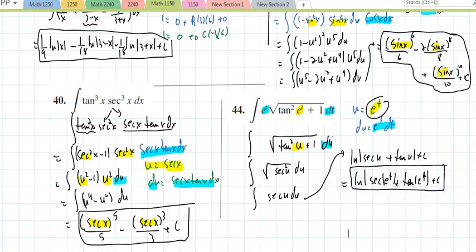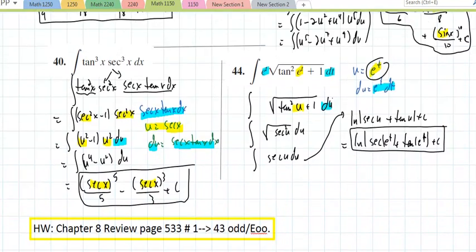And the homework for this portion is chapter review, page 533, 1 through 43. You could do the odd. You could submit every other odd depending on how much help you need on that section.